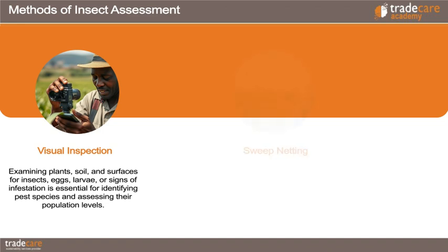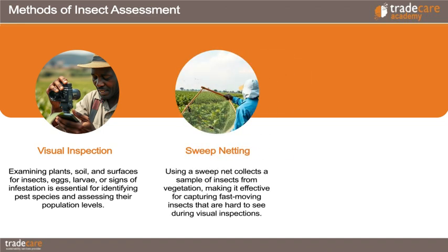Sweep netting. Using a sweep net to collect insects from vegetation provides a quantitative sample of the insect community in a particular area. This method is particularly effective for capturing fast-moving insects that may be challenging to spot during visual inspections.